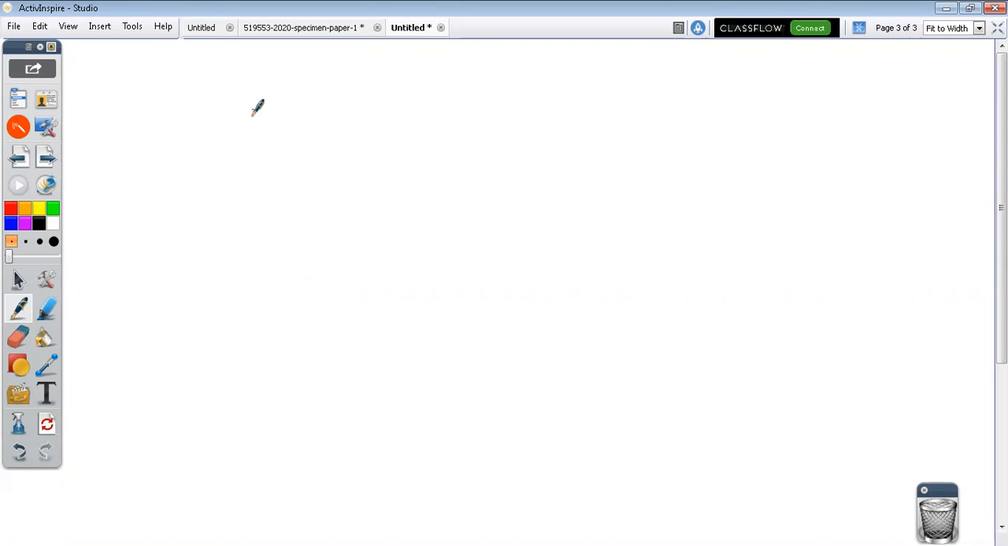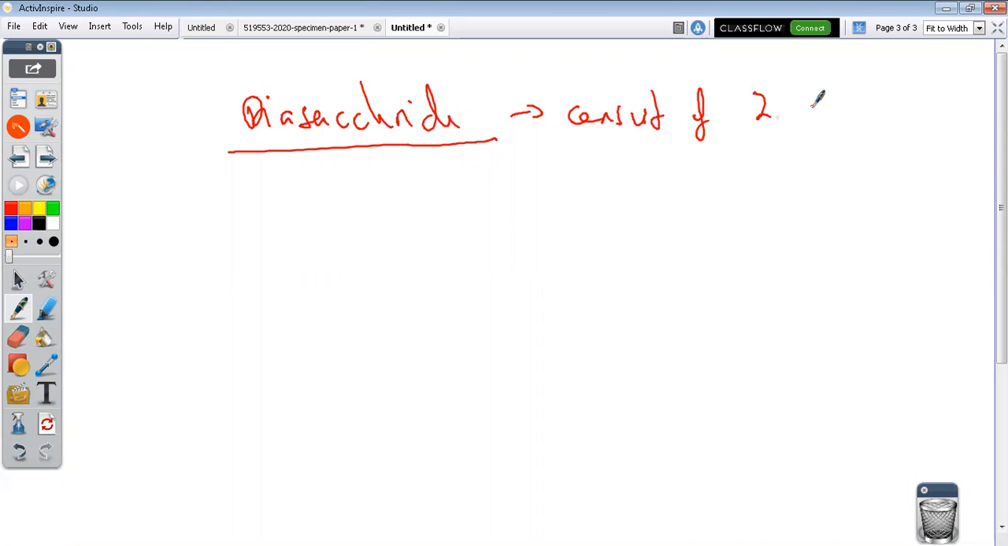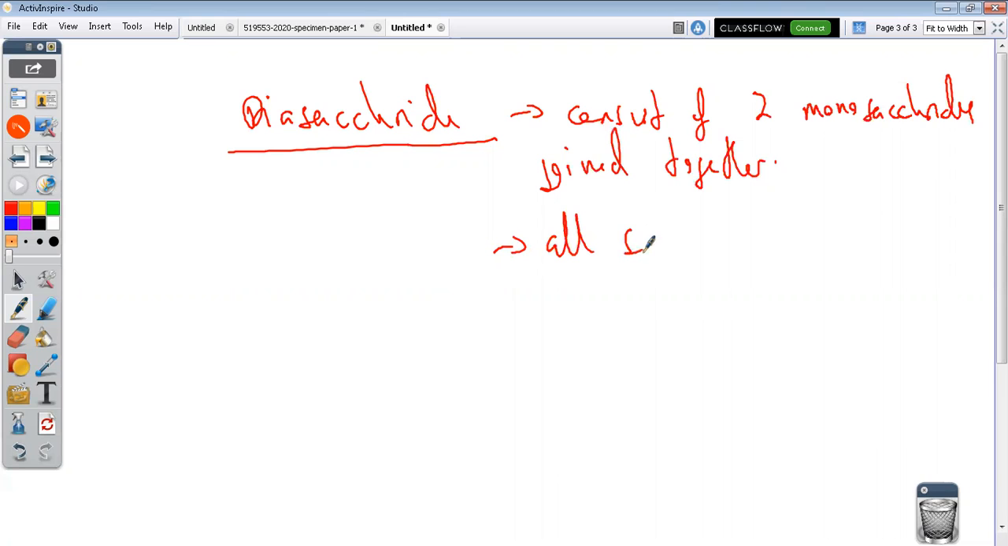Now let's look at the next one. Disaccharide. What is a disaccharide? Di means what? You can guess it. Two what? Yes, two carbohydrate molecules. Or let's say it consists of two monosaccharides joined together. Clear? Making sense now? They are also all soluble in water. It means they dissolve in water nicely.